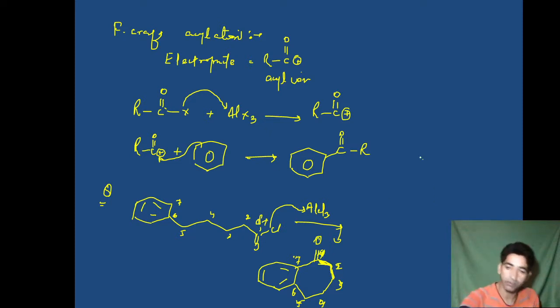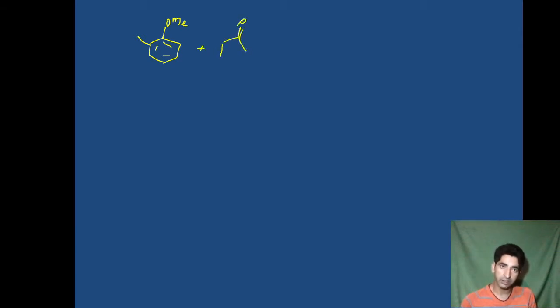Let me take one more example in order to clarify it. This is again a very important question, and it has again been taken from a previous paper. Over here we have an alkyl group already present, and we have a double bond, and this is a benzene ring. To this benzene ring we are adding this type of compound.